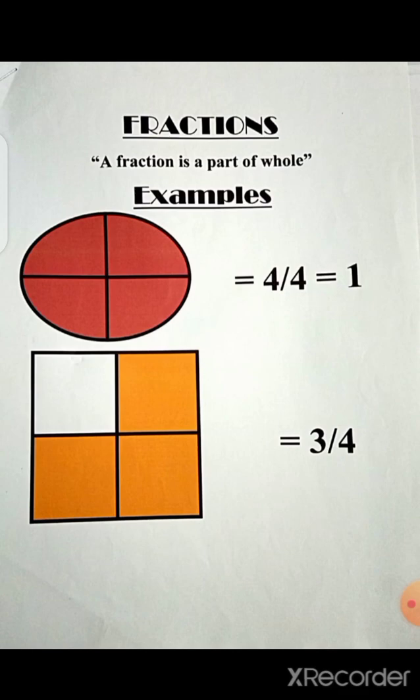Topic is fractions. What is a fraction? A fraction is a part of a whole. There are examples. In this figure, it is divided into 4 equal parts and 4 parts are shaded. So, the fraction for the shaded part is 4 over 4. It means equal to 1. 1 means whole.